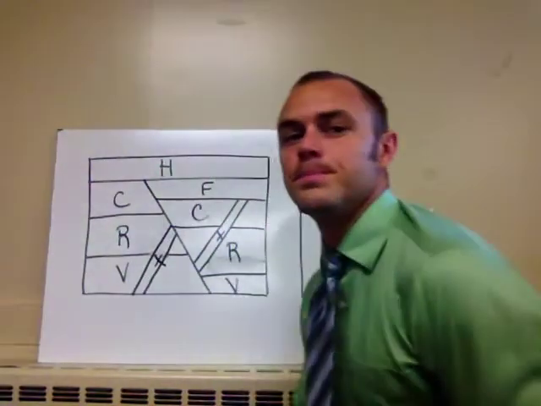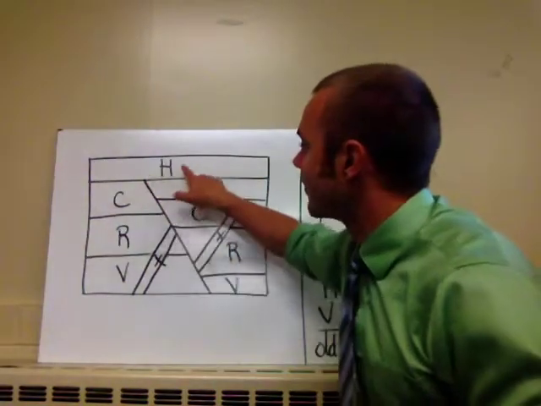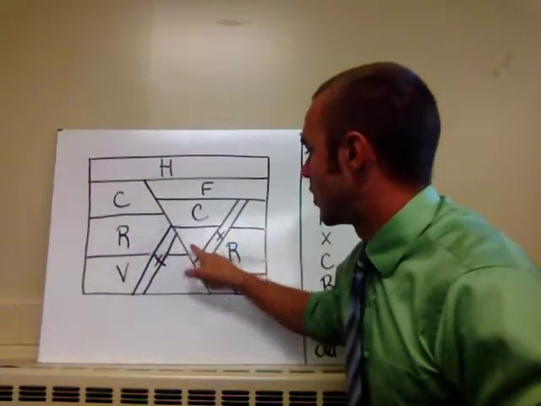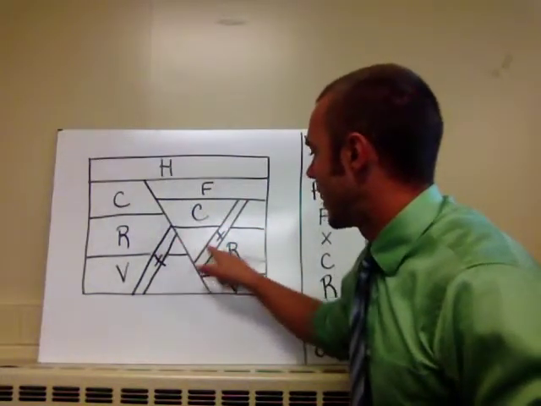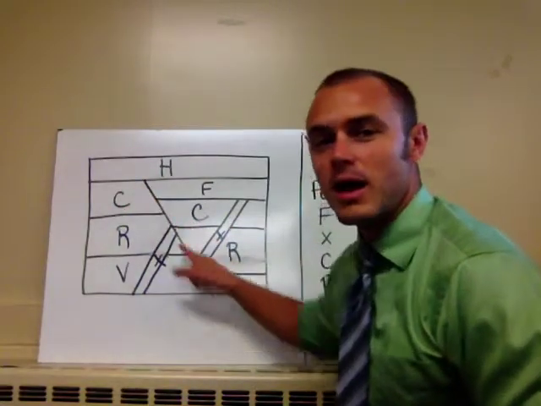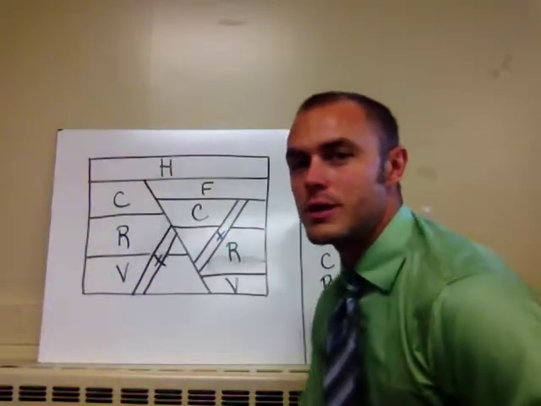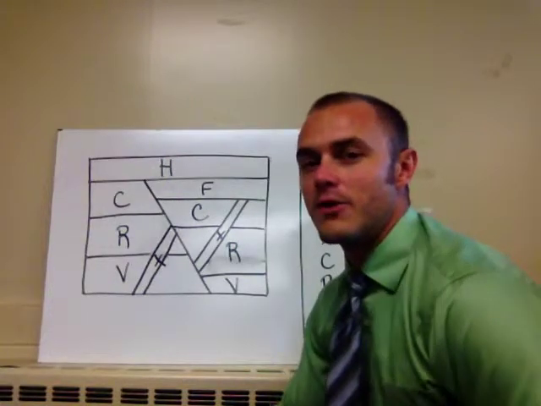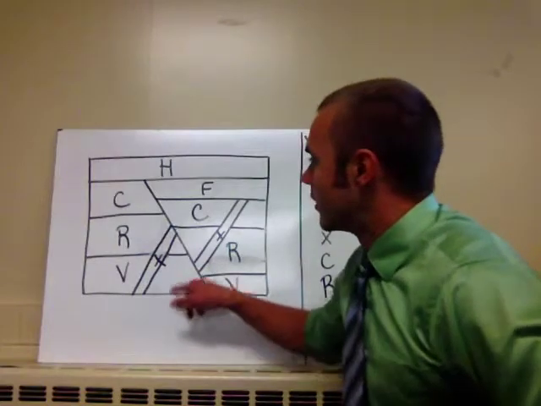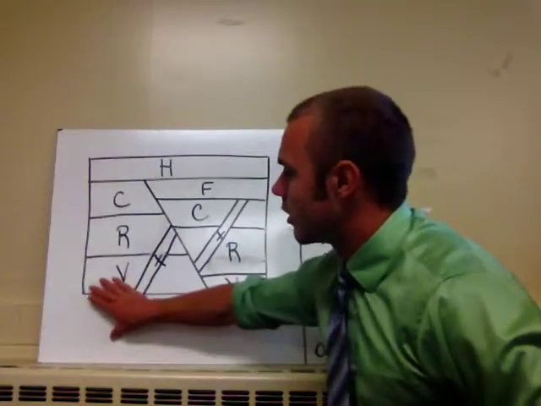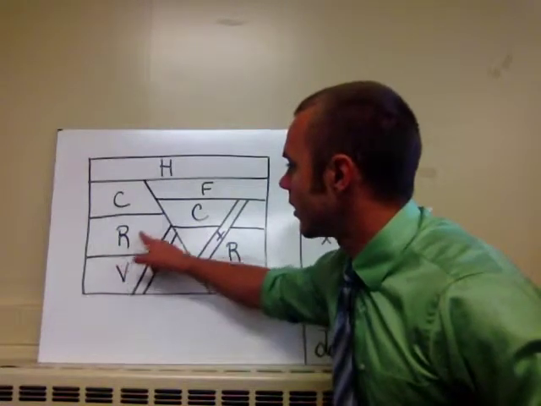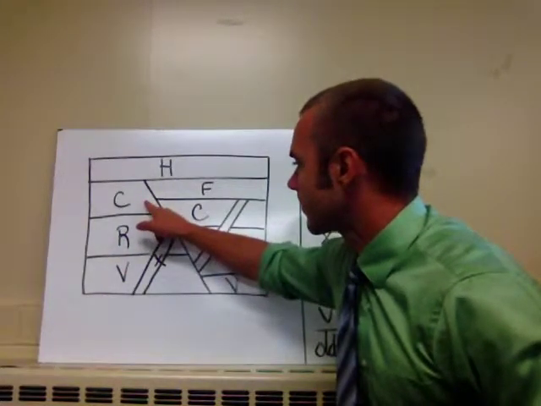Alright, last one. Here it is. H, C, R, V, X, F, W, and remember this diagonal line again is your fault. So take a second, copy it down, and then try to put them in order on your own. So here we go. Law of superposition says the oldest is on bottom. So we go V, R, C.